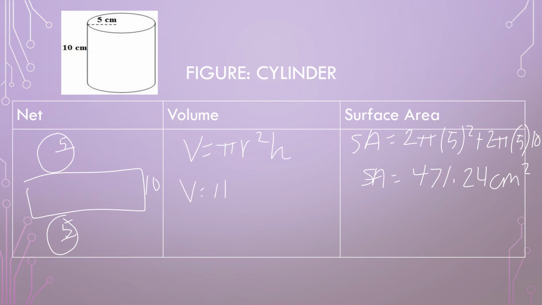Then for volume, it is pi r squared times h. So it would be pi times 5 squared times 10, which I need to do in my calculator here quick. 25 pi times 10 would be 785.4 centimeters cubed.